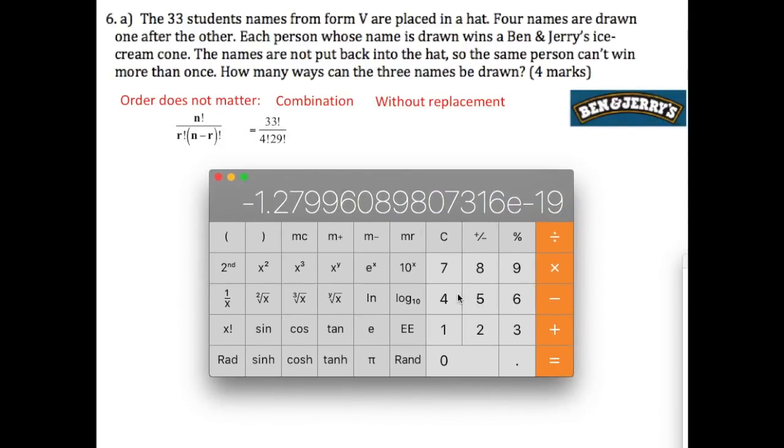There's 2 ways of doing this. You could do 33 factorial divided by 4 factorial, but don't press times 29 factorial, because then it's 33 factorial divided by 4 factorial and also being divided by 29 factorial. So do divided by 29 factorial, and that gives us 40,920. Now this 19.9 repeating is an error in the calculator. It shouldn't happen on your handheld calculators.